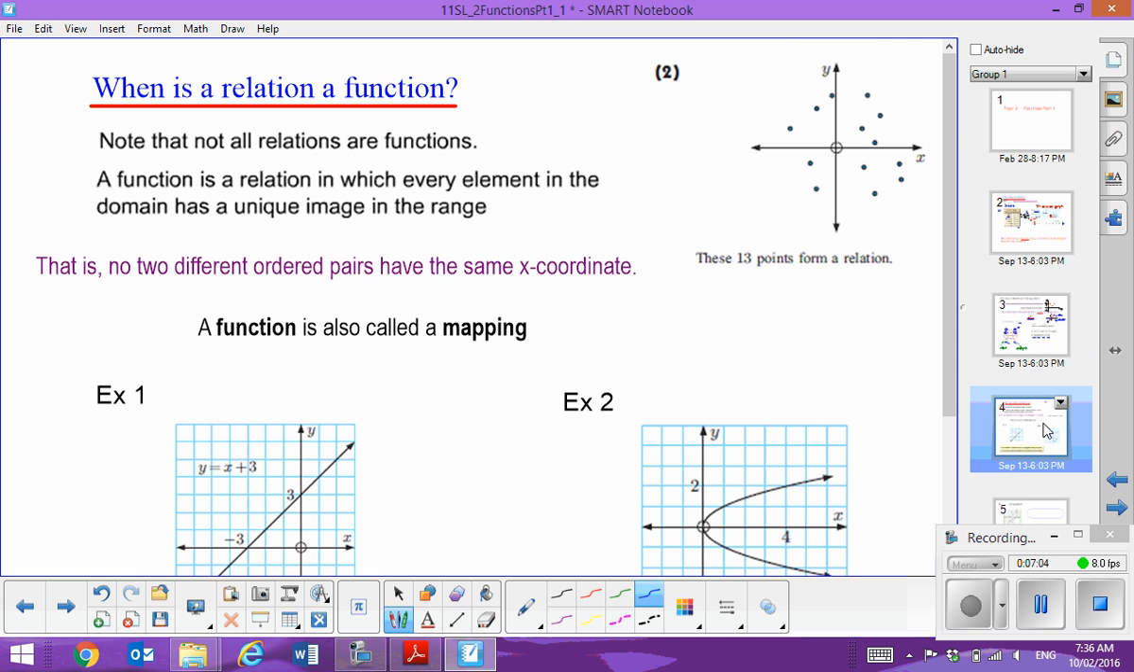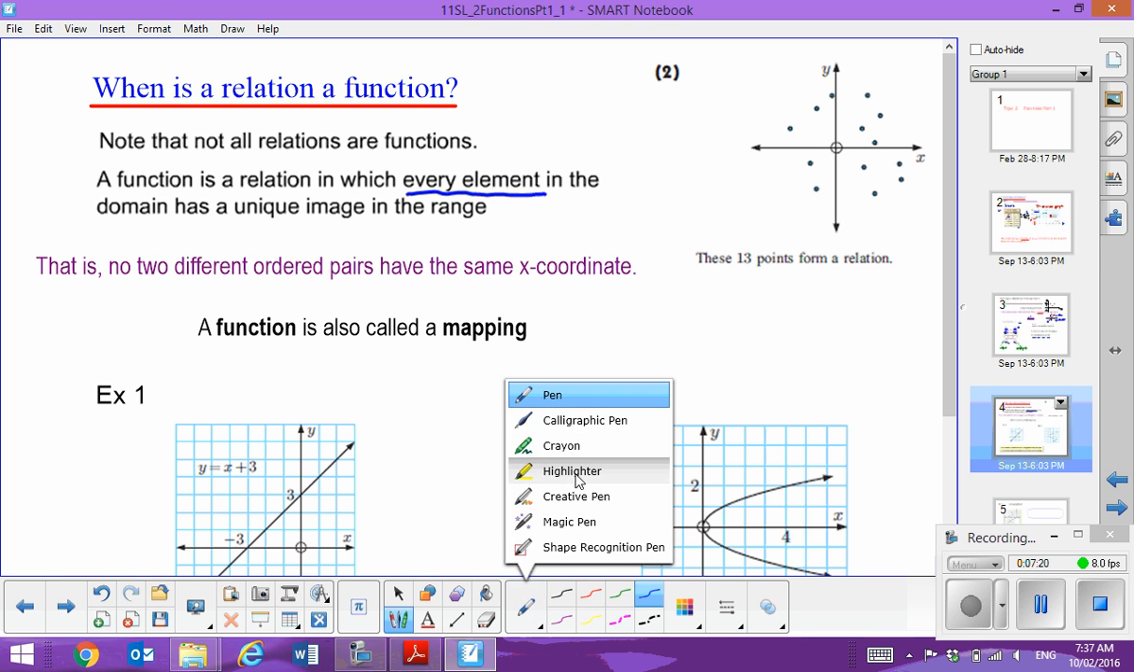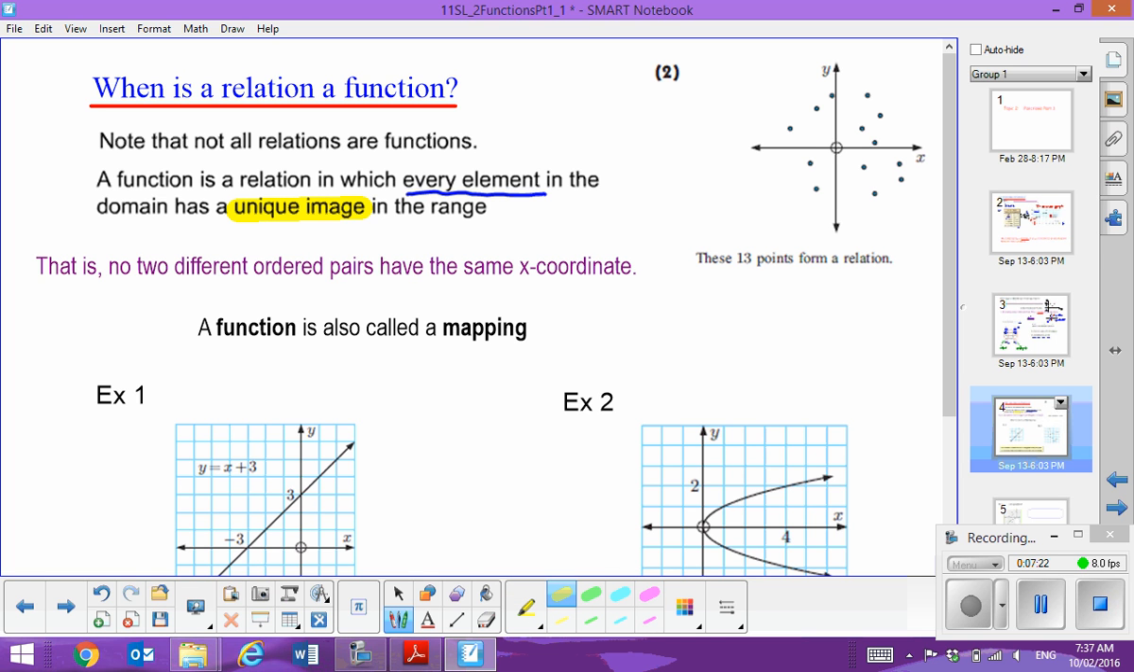So when is a relation a function? So not all relations are functions. A function is a relation in which every element in the domain has a unique image in the range. So when we look at this graph over here, we've got a relation, but does every x only produce one y value? That's the question.